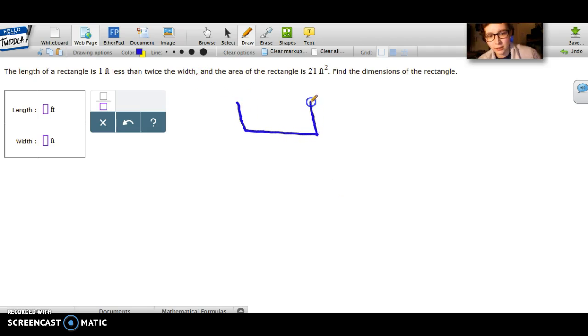So I'm going to draw a picture of a rectangle. And here's the length, L, and here's the width, W. And we know that the length is 1 foot less than twice the width. So twice the width is 2W, and 1 foot less than twice the width is 2W minus 1. So we know that the length is equal to 2W minus 1. Okay. And now we also know the area of the rectangle.